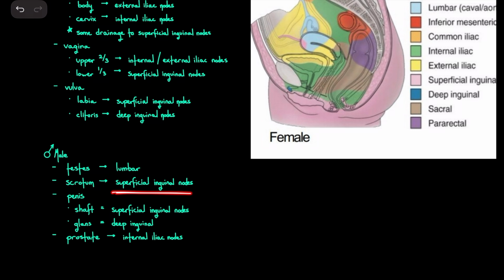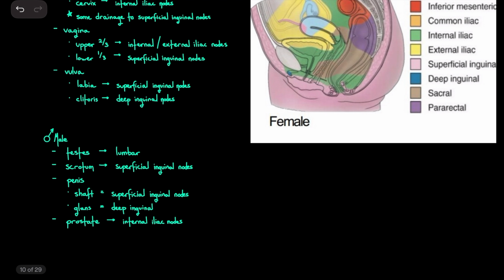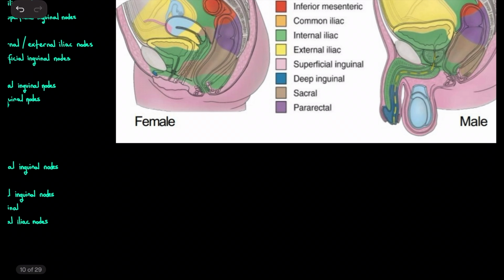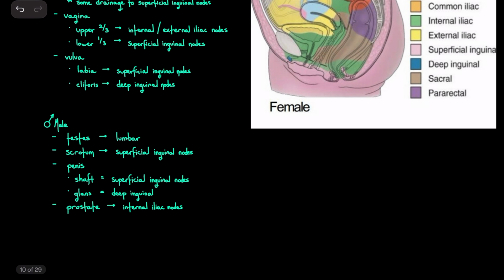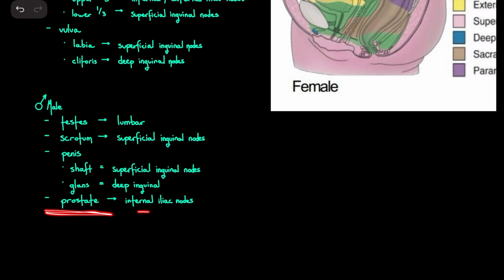Again, if it's very superficial, think about skin, think about the entry point to the vagina. That is going to be a very superficial drainage pathway. So those superficial inguinal nodes are going to get that drainage. Same with most of the shaft of the penis. But again, the glans is a different drainage point due to how the external genitalia is formed. And that's conserved between women and men. Gosh. All right. And then the prostate also, internal iliac.